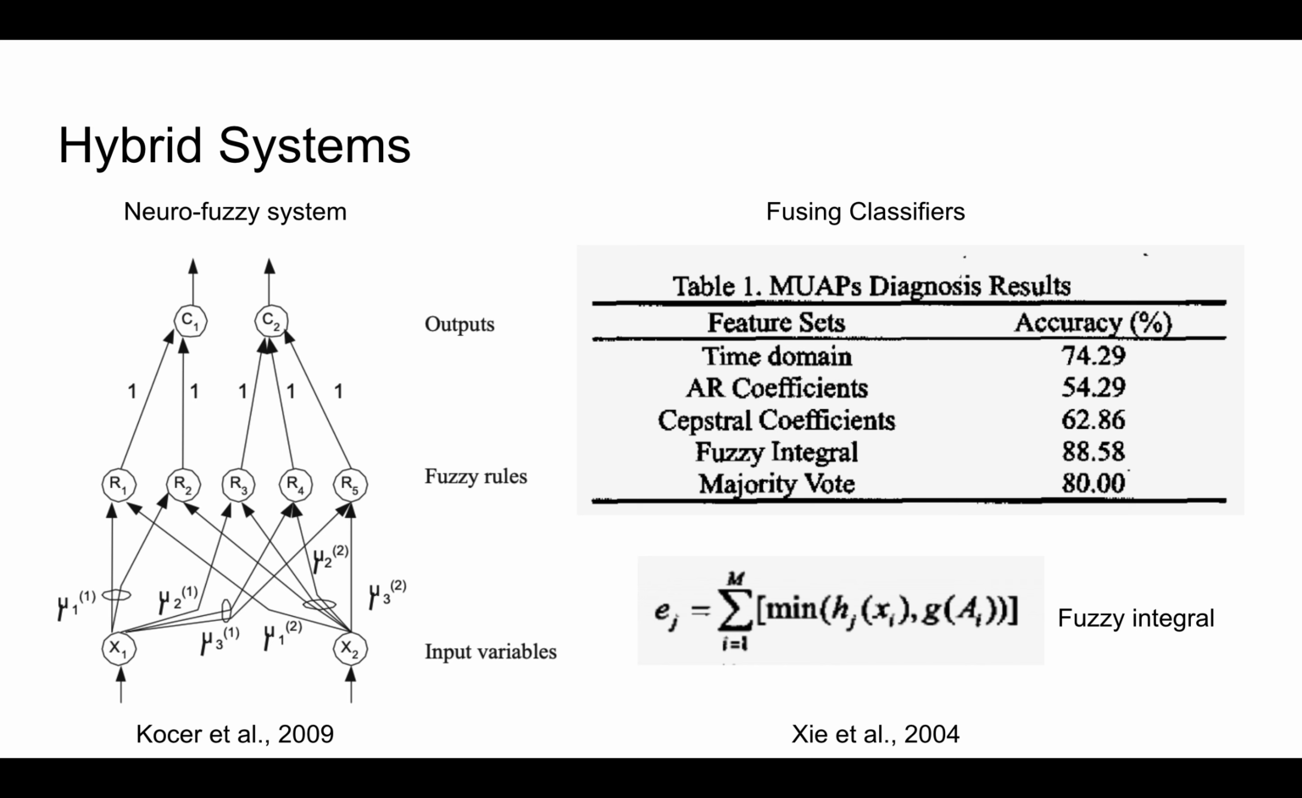A new class of machine learning algorithms which has potential for EMG characterization is emerging. These are hybrid algorithms, the most notable ones being the ones that include fuzzy logic. A fuzzy system is one that handles qualitative data to make inferences. Here on the left we have what is called a neurofuzzy system, in which there's a 3-layer feed-forward artificial neural network with the middle layer using fuzzy rules. They achieved an accuracy of 90%.